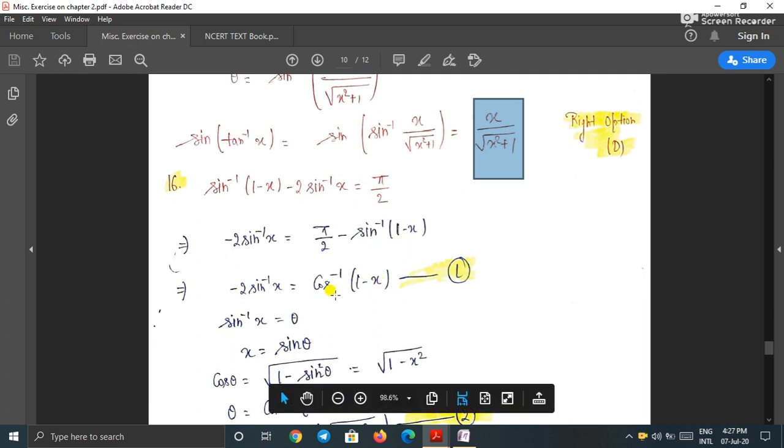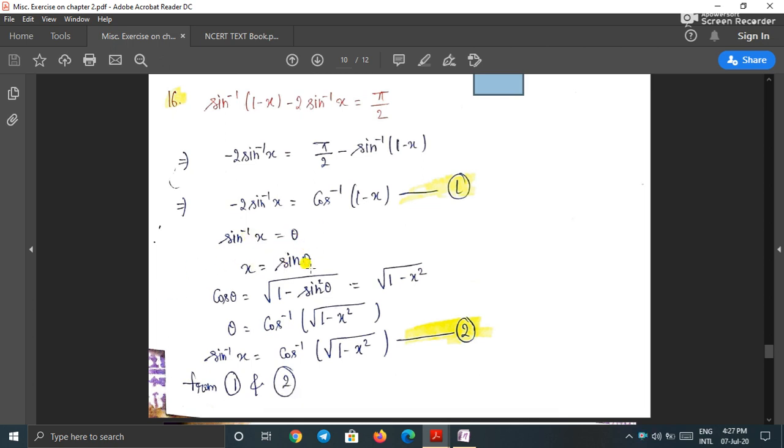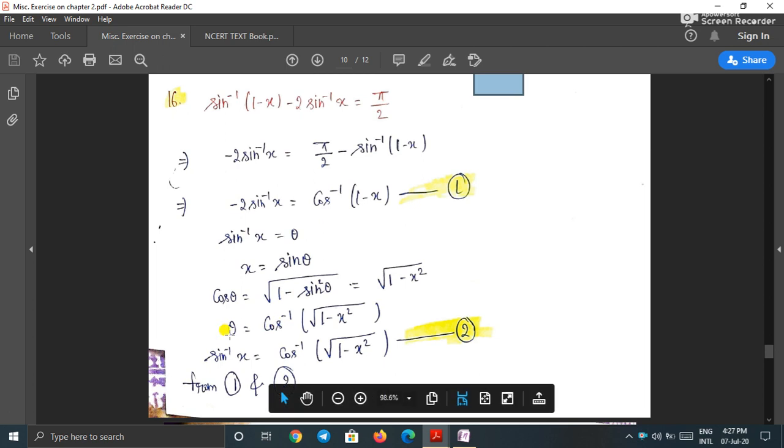Keep this in mind, beta. Okay. Now let us take sine inverse x is equal to theta, means x is equal to sine theta. Cos theta is equal to what? Under root 1 minus sine square theta, means under root 1 minus x square. So theta is equal to cos inverse under root 1 minus x square, means sine inverse x is equal to cos inverse under root 1 minus x square.